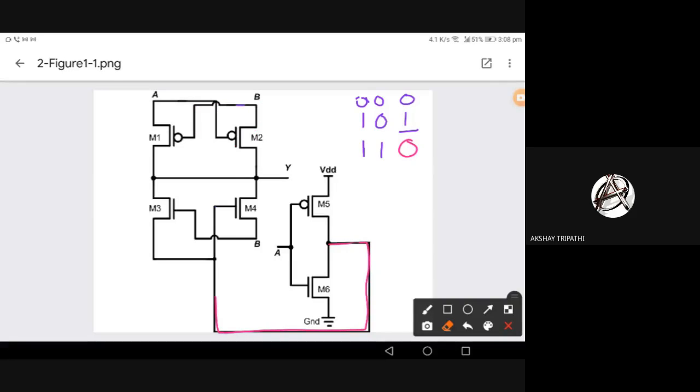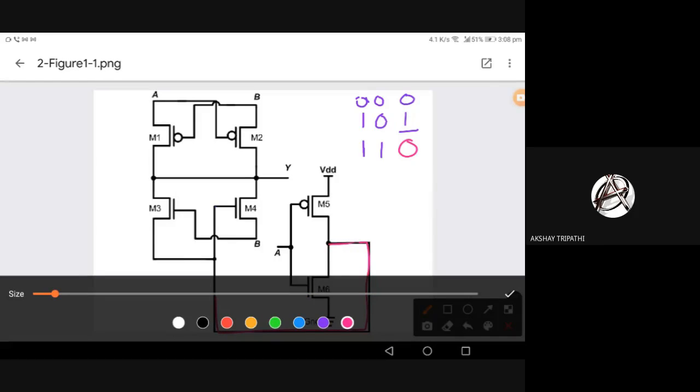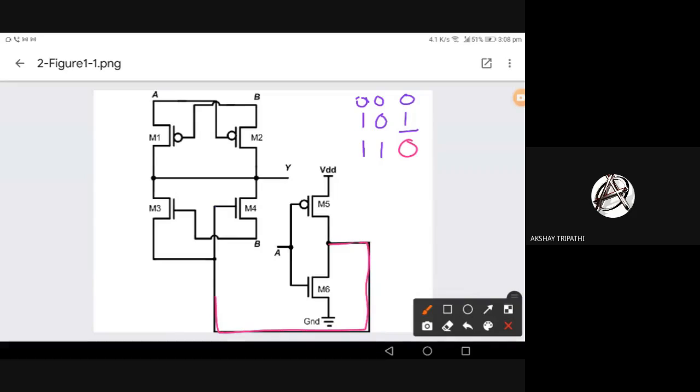Okay, now let's start analyzing again. A is 1 and B is 1. So both M1 and M2 are off. That is clear, right? Because the gates, the control terminals, of both PMOS M1 and M2 are getting high, so they are off. So you don't need to consider any logical value from the top portion. It doesn't affect the circuit. Whatever logical value your output is going to receive is from the bottom part of the circuit. Now A is 1, so A bar is 0. So the bottom part of the circuit is getting 0, right?